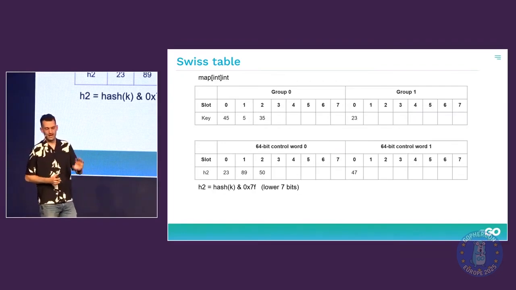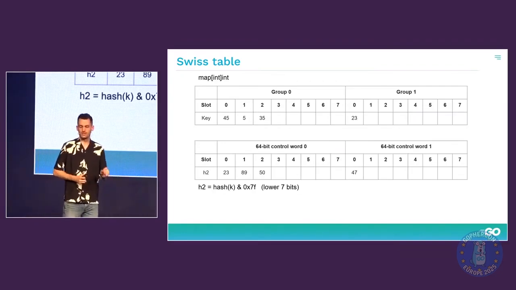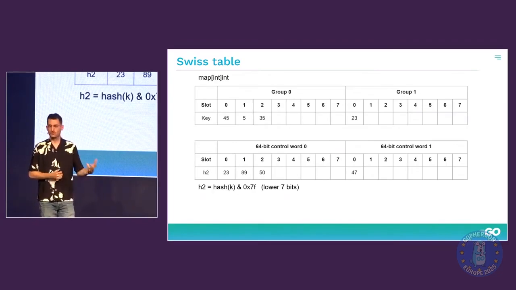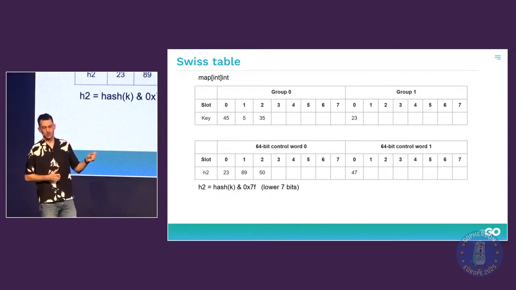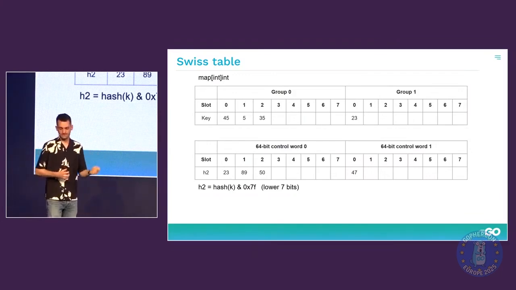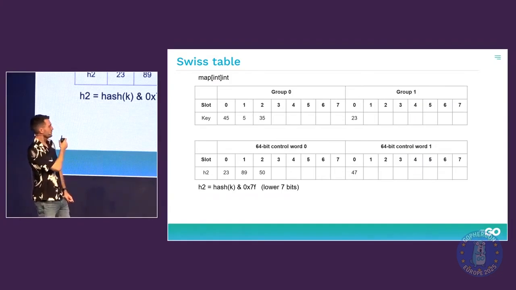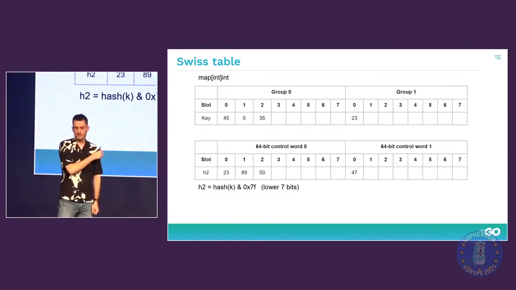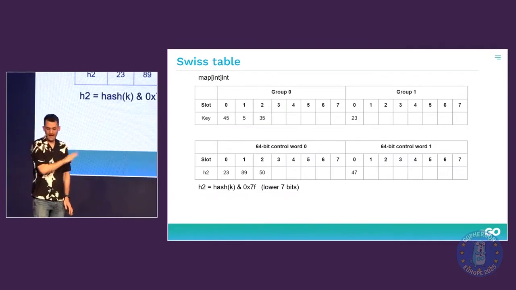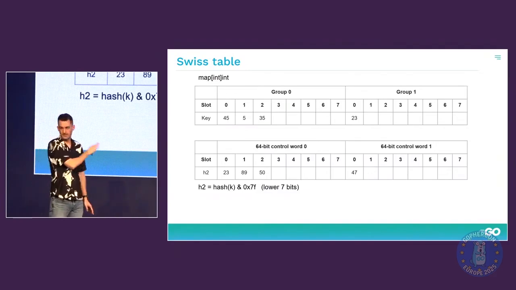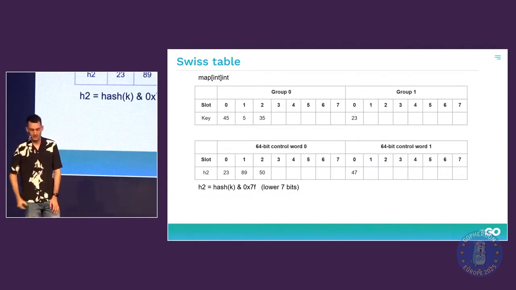In addition to this backing array for our storage, we're also going to give each group a 64-bit word of extra metadata, which we'll call the control word. Each byte in the control word corresponds to one of the slots in the backing array. So for instance, slot 0 in group 0 is the key 45. And we store the lower 7 bits of the hash of 45 in the control word. So that's 23. And remember, I just made up the hash values. There's no significance to 23 here. It's just part of the hash of the value of 45.